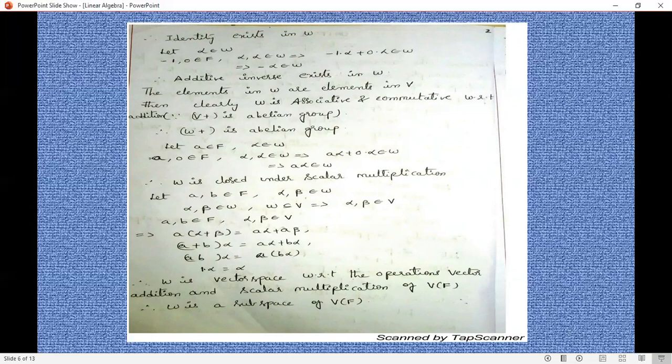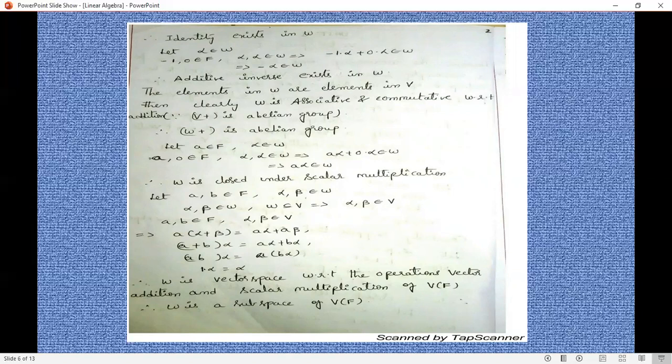Okay, next we are coming to the vector space's second property. Let a belongs to F, alpha belongs to W. Now we are taking a, 0 belongs to F and alpha, alpha belongs to W implies a alpha plus 0 alpha belongs to W. Okay, we are taking just scalars in place of a and b: in place of a, we are taking a, and in place of b, we are taking 0.